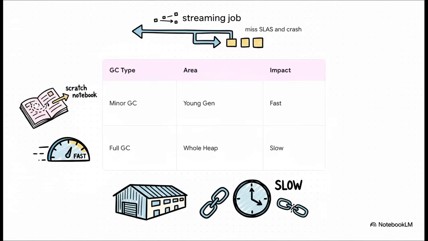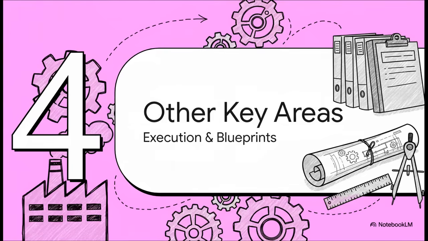game over. Now, while the heap is definitely the main character in the story, it doesn't work alone. To get the whole picture, we need to take a quick look at two other key areas in our factory: where the workers keep their to-do lists and where the factory's blueprints are stored.